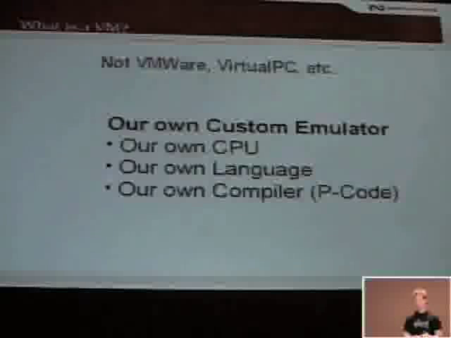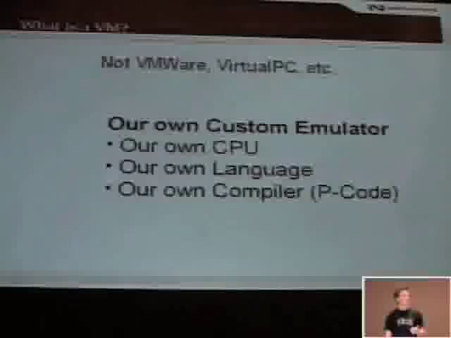Okay. So again, we're going to have our own CPU, language, and our compiler. The output of our compiler, if you've done writing your code and you've made it for your virtual machine, we call it the P code. So if you hear me reference that, that's what I'm referring to.